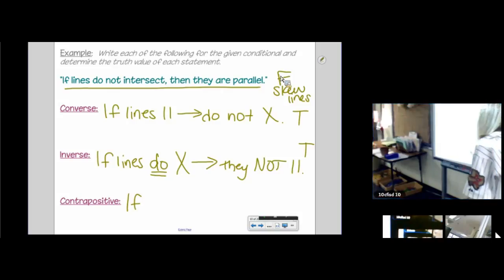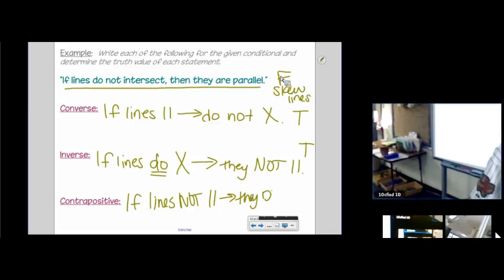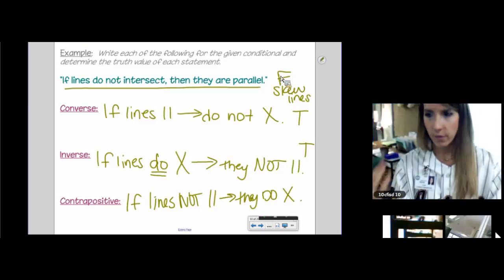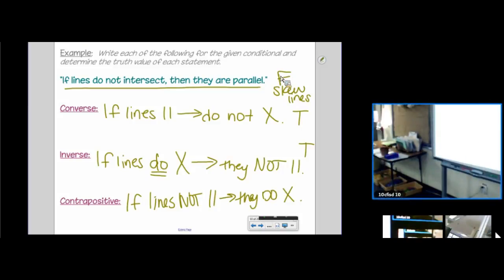If lines are not parallel, then they do intersect. So if lines are not parallel, then they have to intersect. False again, right? In the same counterexample, it's skew again. So look at that. False, true, true, false.